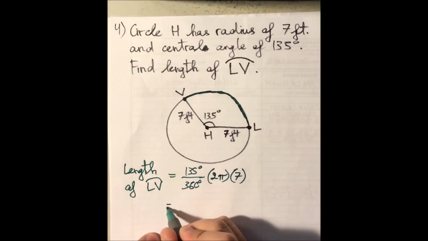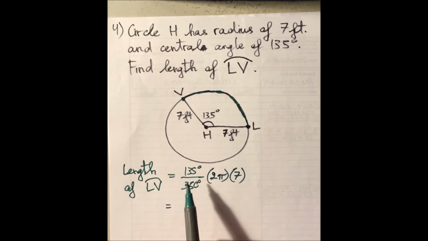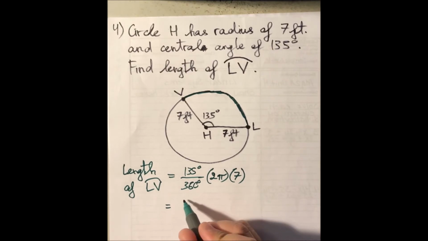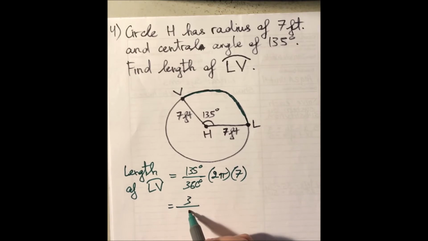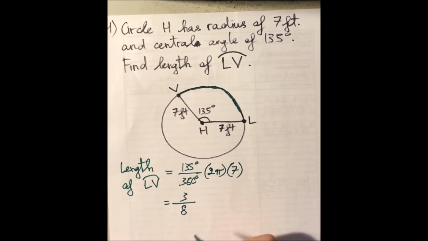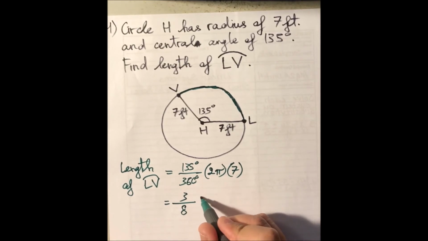So let's simplify 135 over 360 a little bit. I know that the greatest common factor that both 135 and 360 share is 45. So 135 divided by 45 is going to give us 3. 360 divided by 45 is going to give us 8. So 135 over 360 simplifies to 3 over 8. 2 pi times 7 is going to be 14 pi.